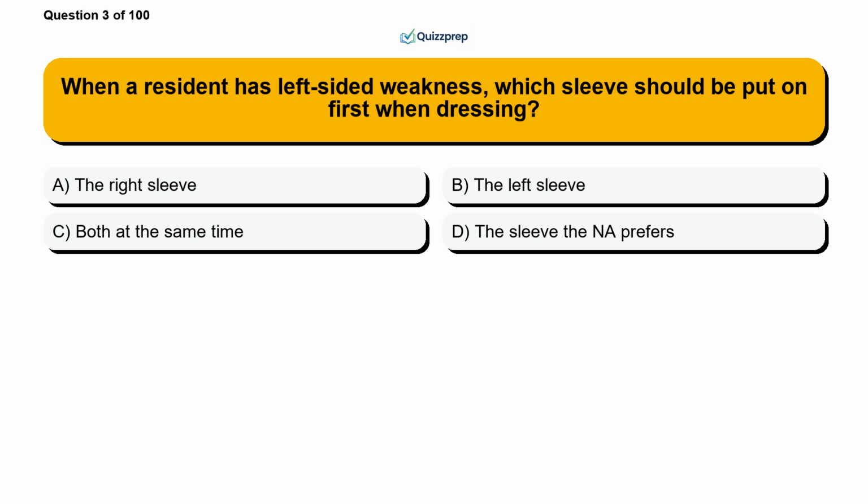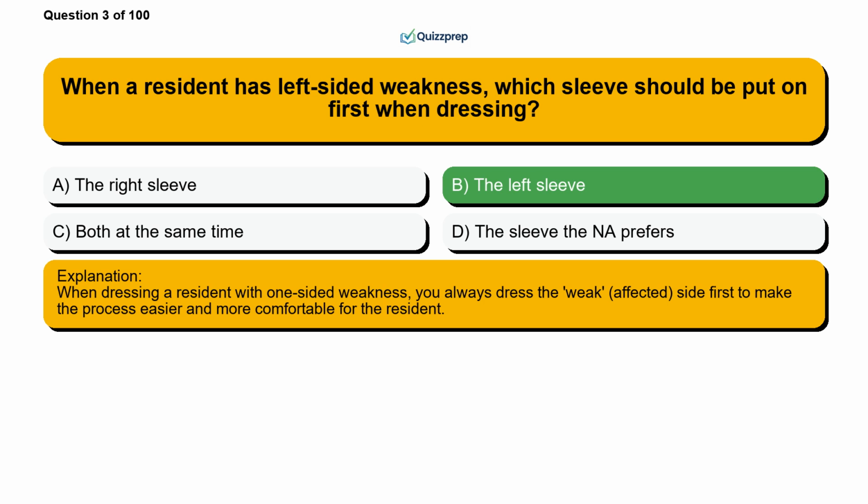Question 3. When a resident has left-sided weakness, which sleeve should be put on first when dressing? Option A. The right sleeve. Option B. The left sleeve. Option C. Both at the same time. Option D. The sleeve the CNA prefers. The correct answer is option B. The left sleeve.